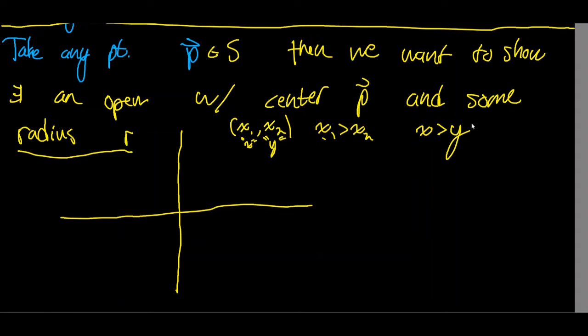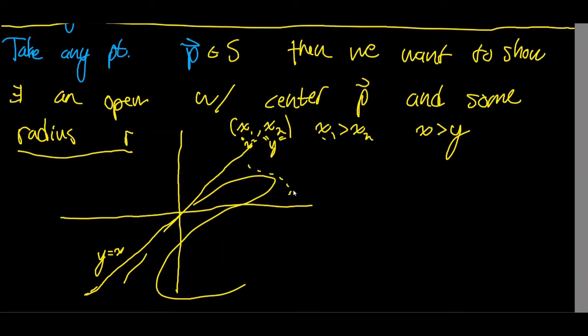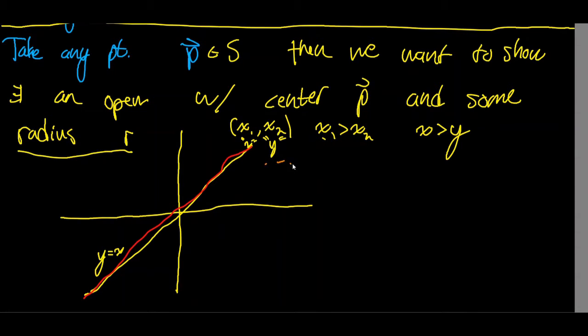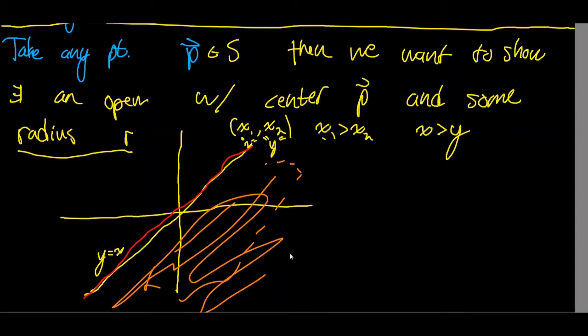And remember, with things like this, all points such that x is strictly greater than y, if we were to draw the line y is equal to x, and we were to take any arbitrary point such that x is strictly greater than y, all of those points lie beneath that line. So if this is the line y is equal to x, all of the points such that y is strictly less than x are all the points down here, beneath that line.